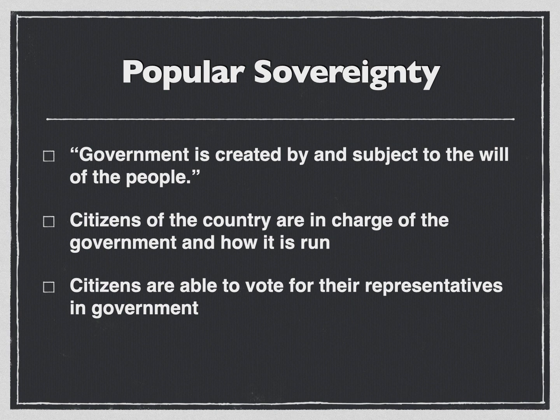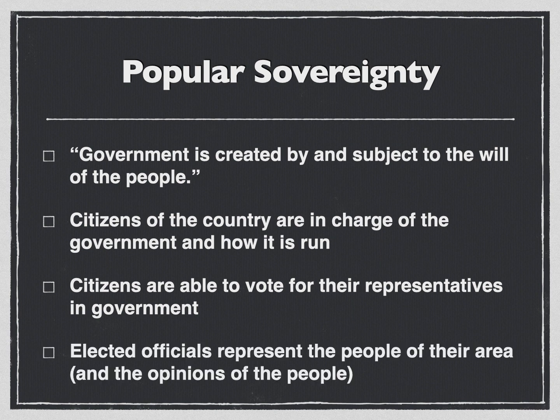Citizens are able to vote for their representatives in government, and along with that, obviously, citizens can run for office. They can decide how big of a role they want to play in their government. Elected officials represent the people of their area and the opinions of those people, at least in theory. Now, there are obviously plenty of times when elected officials don't represent the will of the people who voted for them. And what typically happens is they don't get elected again. So that's popular sovereignty.